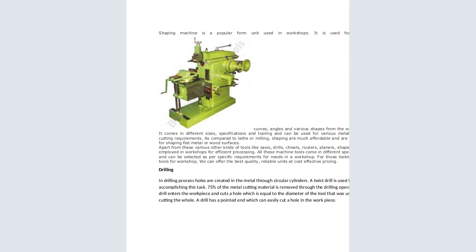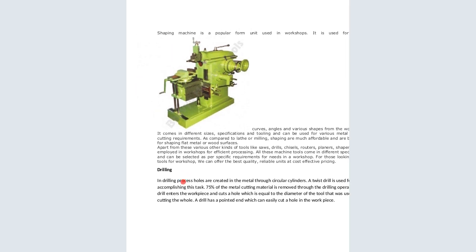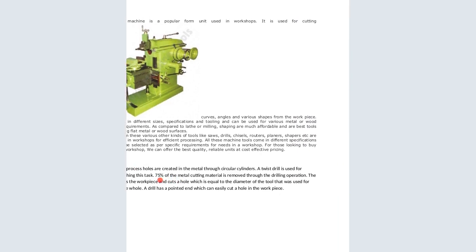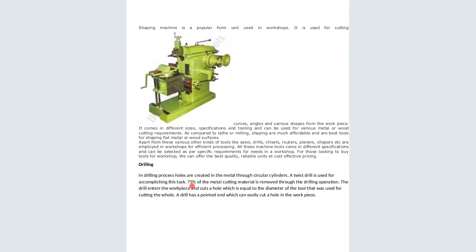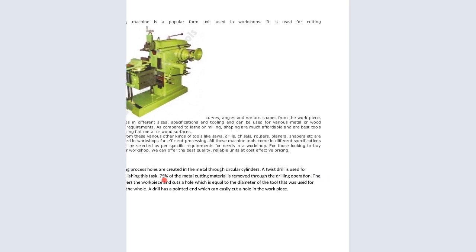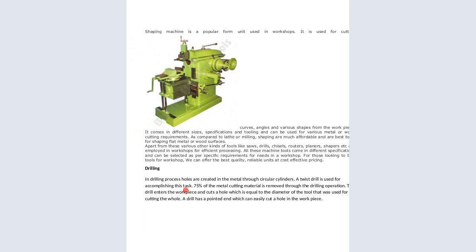So that is the machine. You can see it is a shaping machine or the grinding machine. The shaping machine is a popular unit used in workshops. It is used for cutting curves, angles, and various shapes from the workpiece. It comes in different sizes, specifications, and tooling, and can be used for various metal or wood cutting requirements.